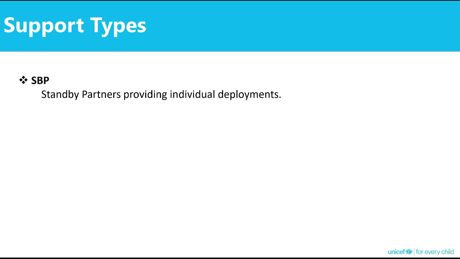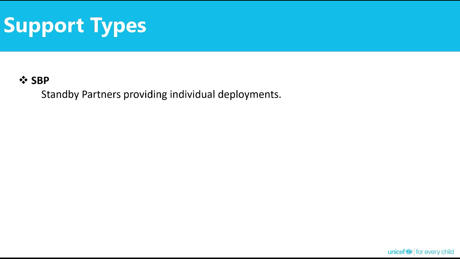Okay, next category, support type. In fact, not all requests in the standby partner mechanism are of the same type. So let's briefly look at different support types used in the UNICEF standby partner arrangements. The first and the most common support type is SBP, or standby partner support type. This refers to individual deployments supported by partners to meet specific needs. To avoid confusion with the broader standby partner term used in this course, you can consider full name as standby partner support type. But in our system, we briefly refer to it as SBP.